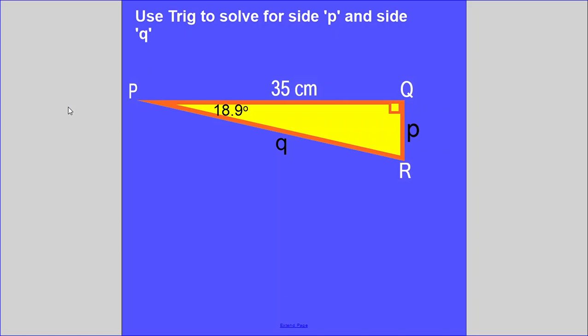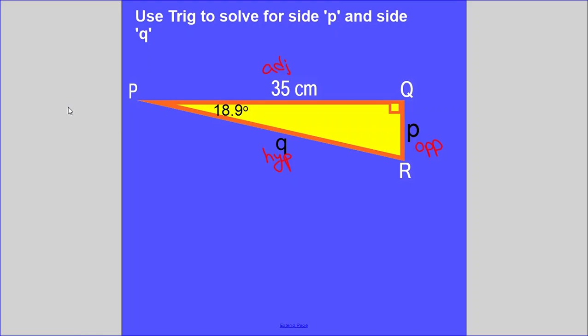So first thing is to label out what's our opposite, our adjacent, and our hypotenuse. We have 18.9 for angle P, which means that side P is going to be our opposite side. We have our hypotenuse opposite the right angle, that's side Q. And then the adjacent side is the side that's next to the angle, that's not the hypotenuse. So now we can solve for either one of them. We just need to pick the right trig function to do it.